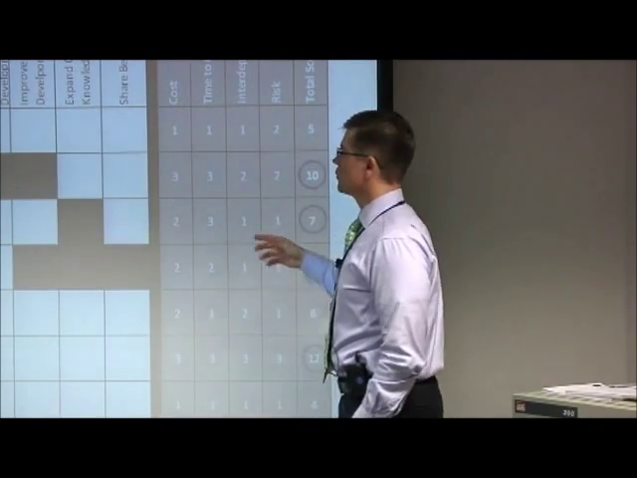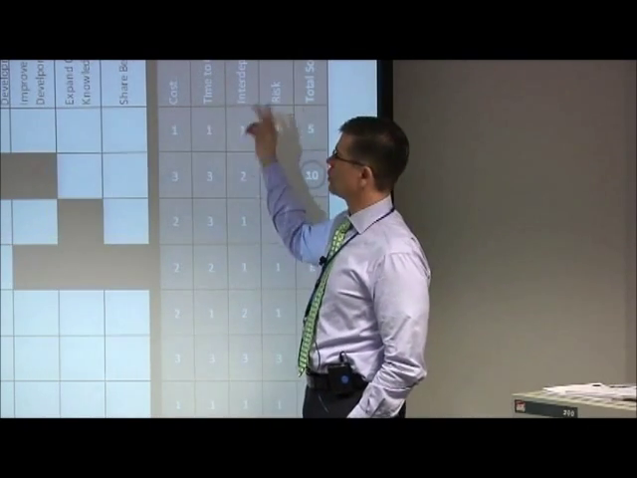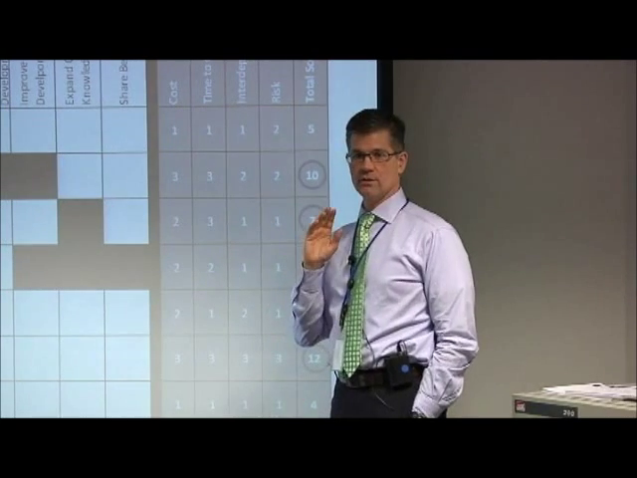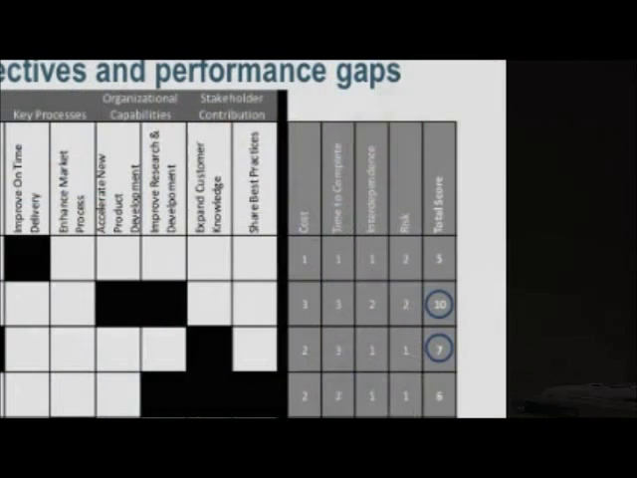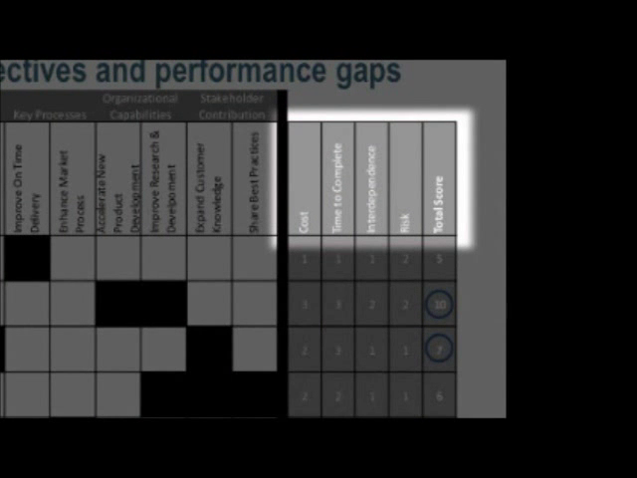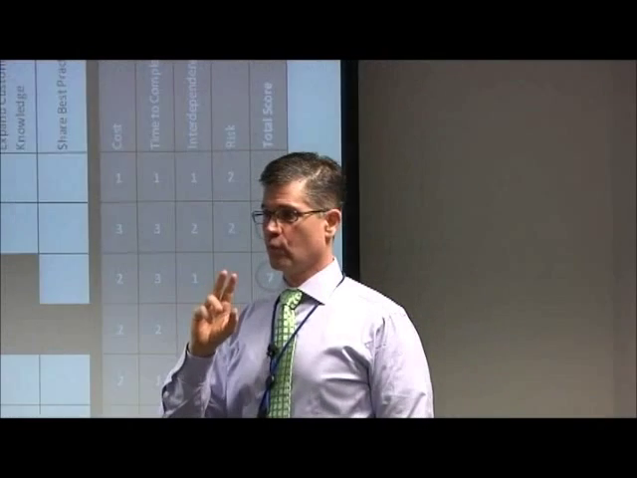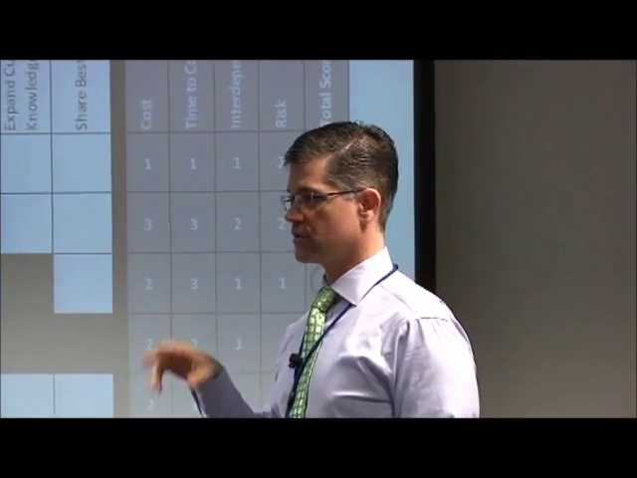So what we've done over here on the right-hand side is we've put a set of, I'll call them attributes or characteristics with which we can help rank the initiative. So I've selected here, and there's no right answer, I've picked cost, time to complete, interdependencies, and risk. And I've given them a scoring of 1 to 3, 1 being less favorable than 2, which is less favorable than 3.